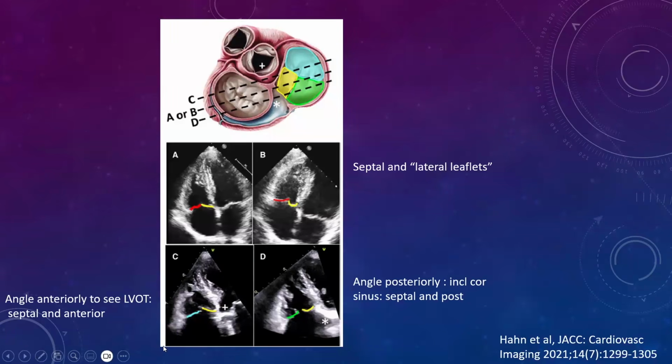And if you start to angle to where you're seeing the LVOT, so angle up anteriorly, then you're going to see the septal leaflet again next to the interventricular septum, but the other leaflet you're going to see is the anterior leaflet. Versus if you start to angle posteriorly, where you're starting to see the coronary sinus, then you're going to see again the septal leaflet, but you're going to see the posterior leaflet.